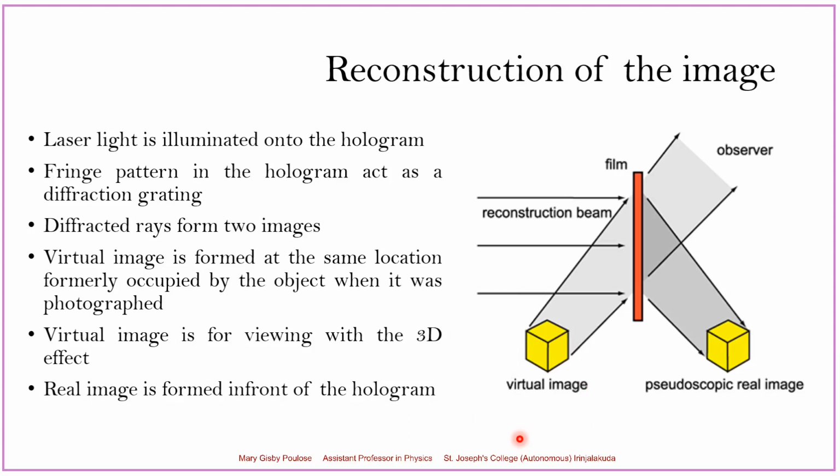The real image is formed in front of the hologram, and it is used to take photographs of the image. Now, since light is passing through this hologram, it is called a transmission hologram.